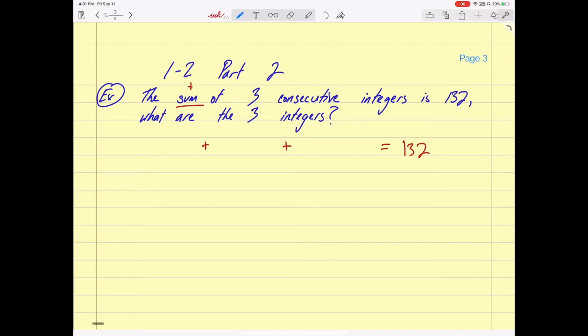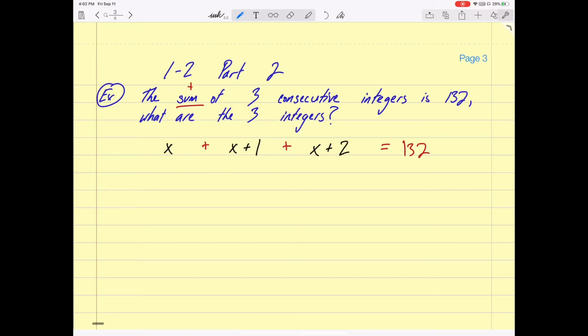So integers are just numbers like 1, 2, 10, 5. And then consecutive means they're one after another. So 1, 2, 3, 4, 5. Those are all consecutive integers. So we don't know what any of them are, though. We just know that if we have one of them, x, then the next one is going to be x plus 1, and the next one's going to be x plus 2.